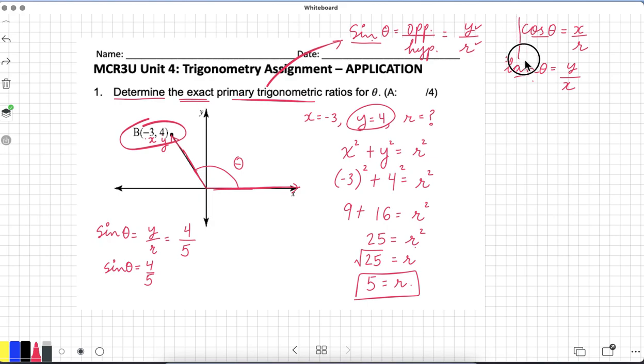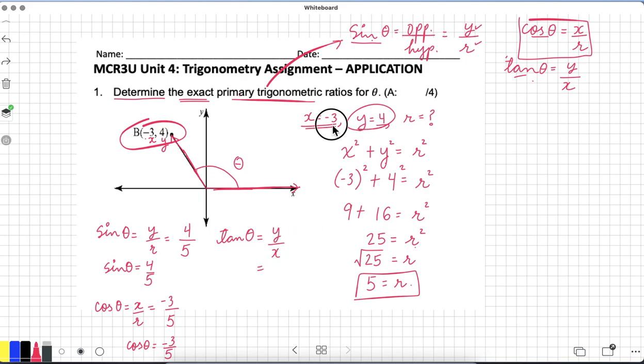Moving on to the cos, which is x over r. So cos theta is x over r. What is the x value? X is -3 over r, which is 5. We can't reduce it, so the answer is -3 over 5. This is for the cos. Finding the next trig ratio, the tan, it's y over x. We know y is 4 and x is -3, so it's 4 over -3. So that's what the tan is, and we are done with the question.